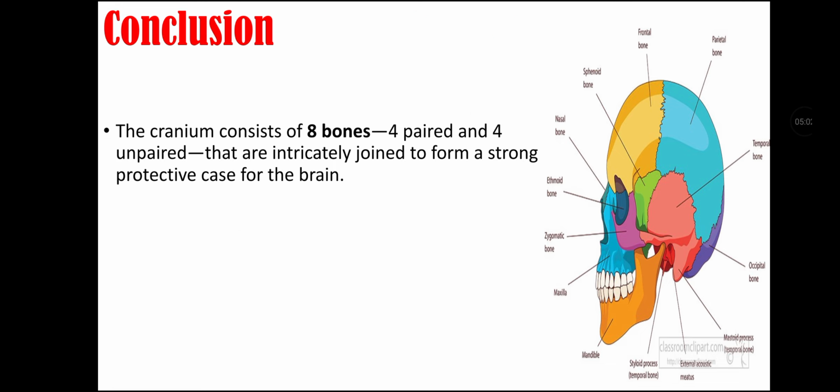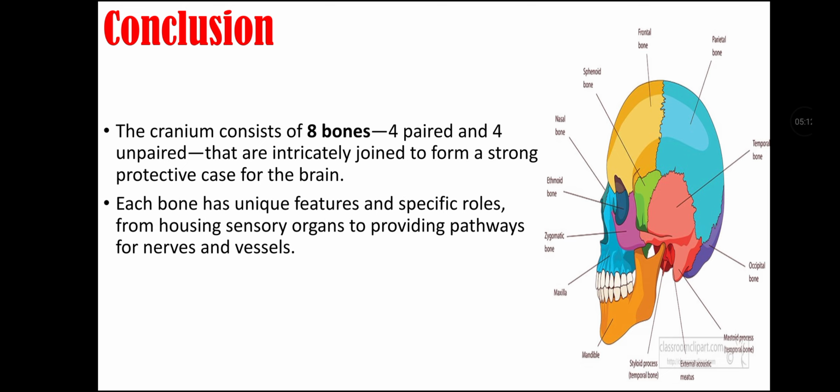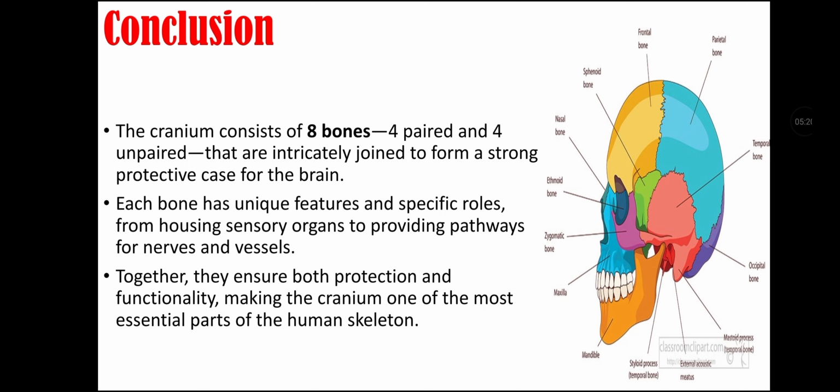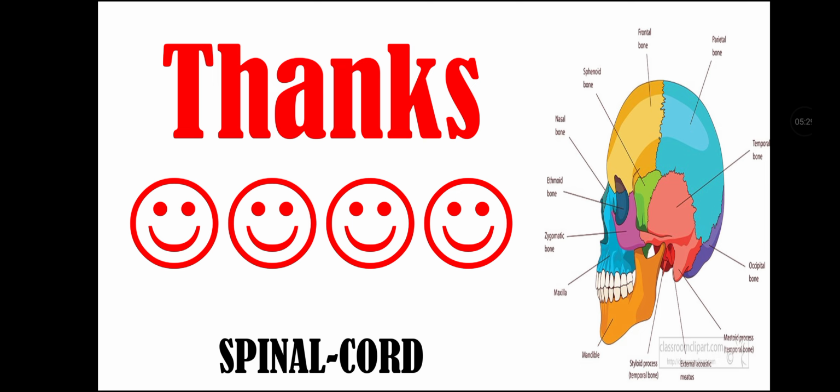Conclusion of this lecture video. Cranium consists of 8 bones, 4 of which are paired bones and 4 of which are unpaired bones. They are intricately joined to form a strong protective case for the brain. Each bone has a unique feature and specific roles, from housing sensory organs to providing pathways for nerves and vessels. Together, they ensure both protection and functionality, making the cranium one of the most essential parts of human skeleton. And this was all about cranial bones.